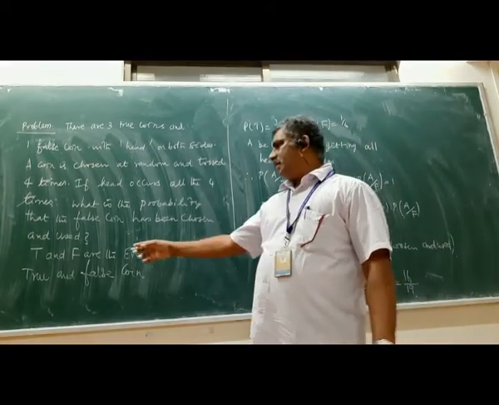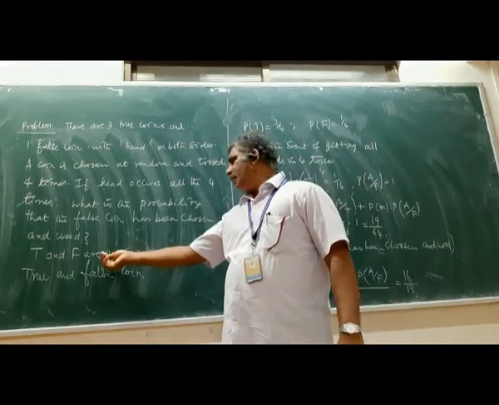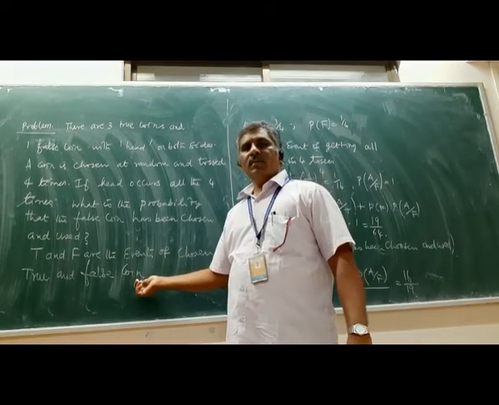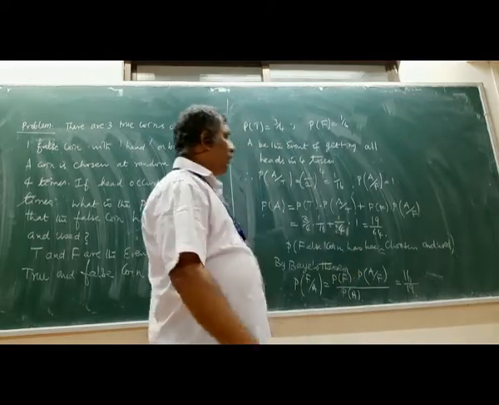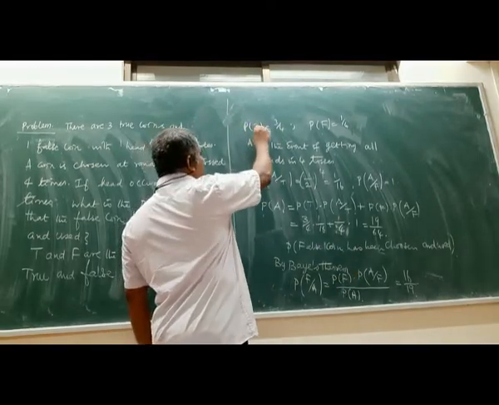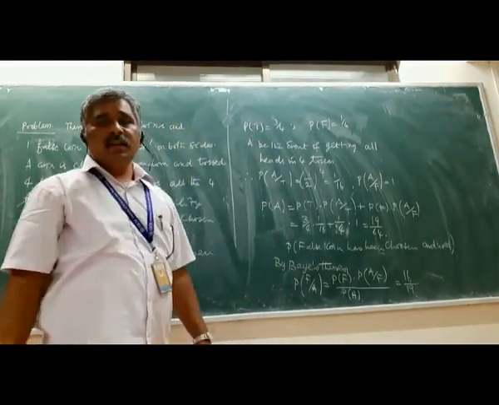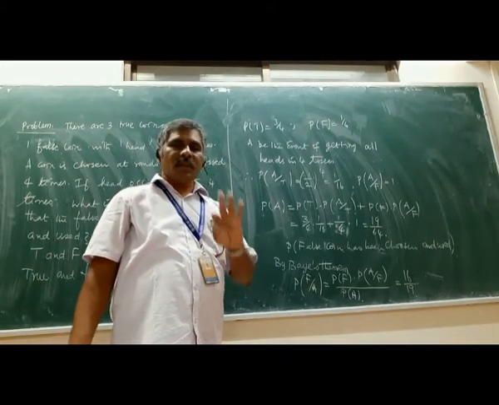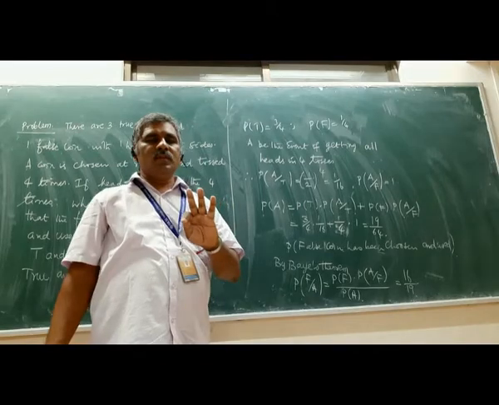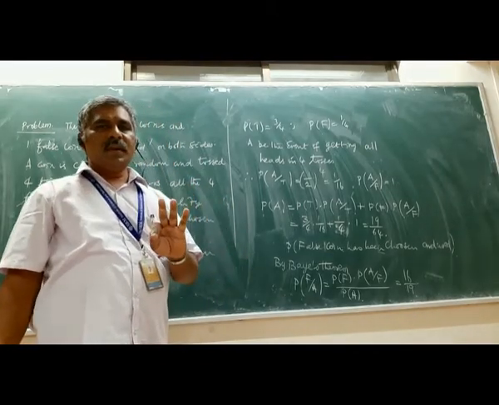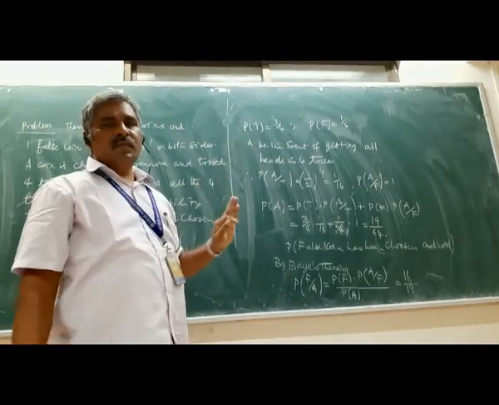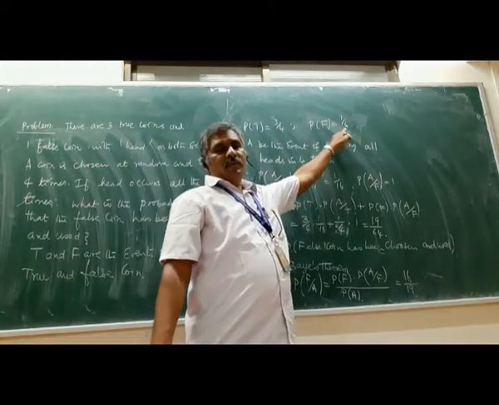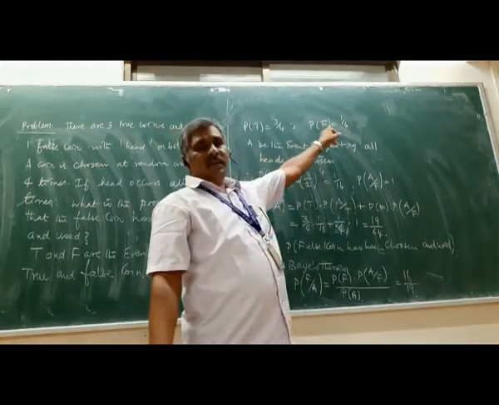See the solution. T and F are the events of choosing the true and false coin. We can see the probability of choosing the true coin. How many coins are there? 4 coins are there. From the 4 coins, 3 are true coins. So probability of choosing a true coin is 3 by 4, and probability of the false coin is 1 by 4, because only one false coin is there.